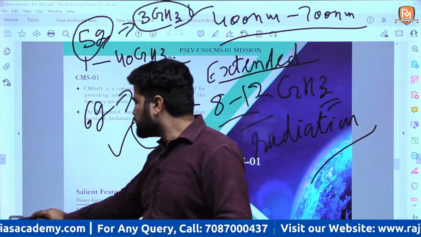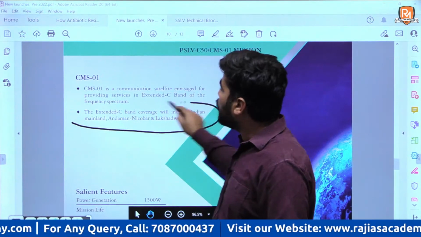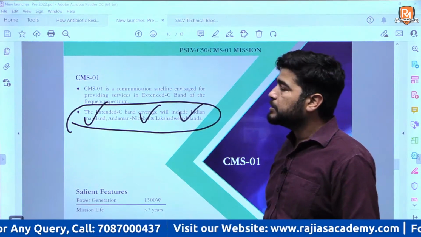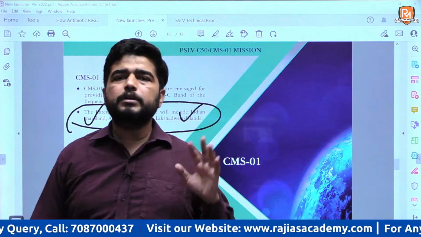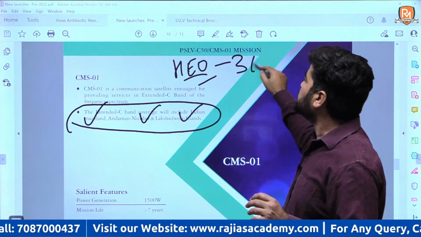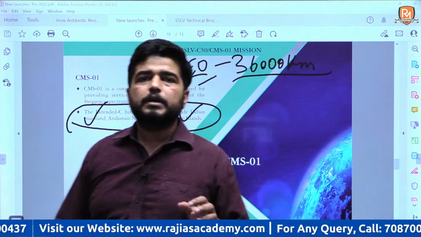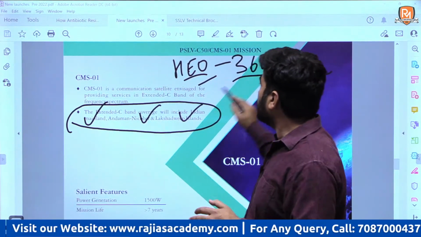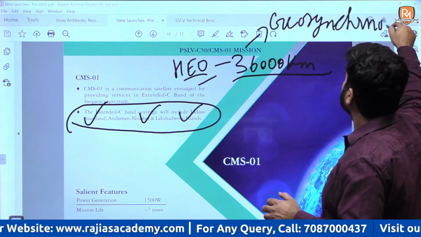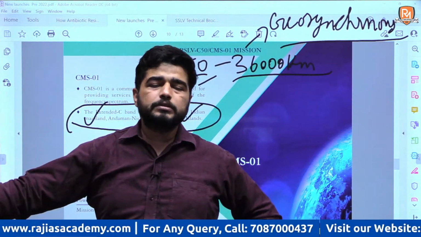Okay, so these are basic things about this satellite, and this will cover the whole of Indian mainland and the Andaman Nicobar and Lakshadweep Islands. Communication satellites are usually, remember this, launched in high Earth orbit around 36,000 kilometers above the surface of the Earth. All communication satellites are always launched in a geosynchronous orbit.